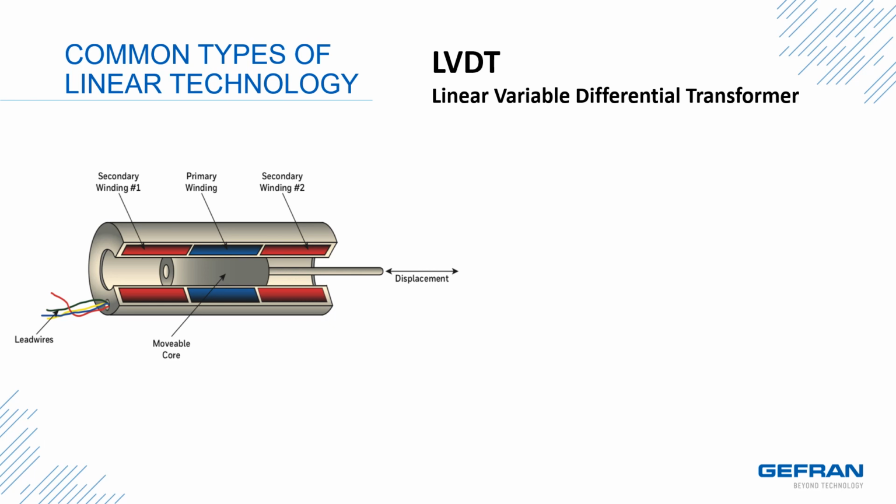When the movable core is centered with the primary and secondary windings, as shown in this picture, the voltage induced in the secondary windings is of equal magnitude but 180 degrees out of phase, and thus cancel. This would indicate a linear measurement of zero. Moving the core left or right induces a greater voltage in one of the secondary windings than the other. The difference, or differential, in the voltages represents the linear measurement. This is why the device is referred to as a linear variable differential transformer.